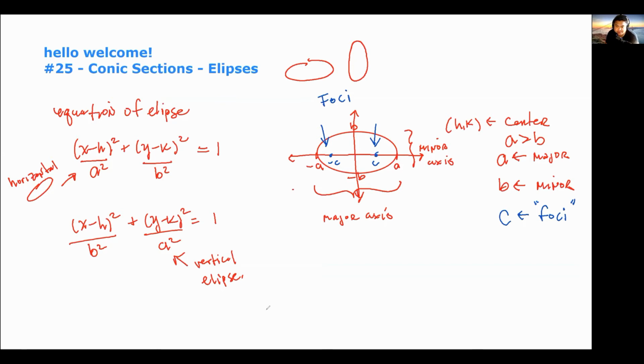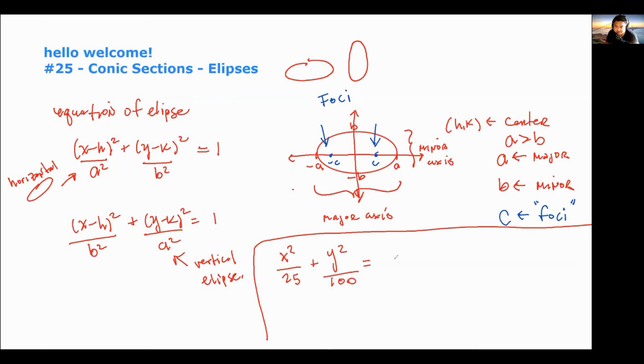So we could sketch one of these real quick. Let's go x squared over 25 plus y squared over 100 equals 1. And sketch. It's pretty simple.